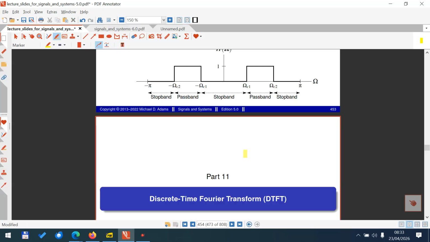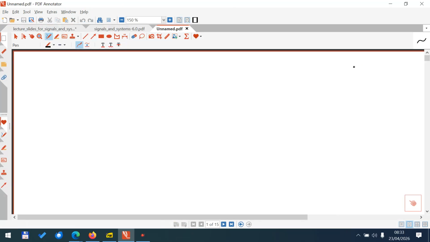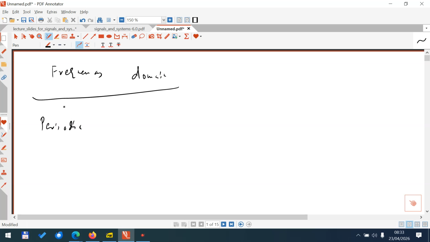Now we need to get back to a scheme. I'm not revising everything in this course, but let's focus only on the frequency domain. What have we done so far in the frequency domain? We first started with periodic signals in continuous time, and the best tool to understand the frequency content of a periodic signal is the continuous time Fourier series. Later on, we expanded that idea to aperiodic signals.